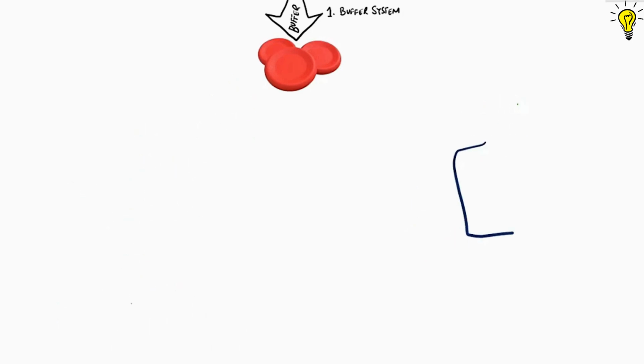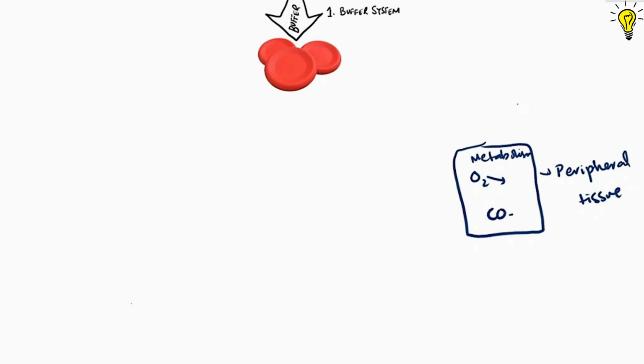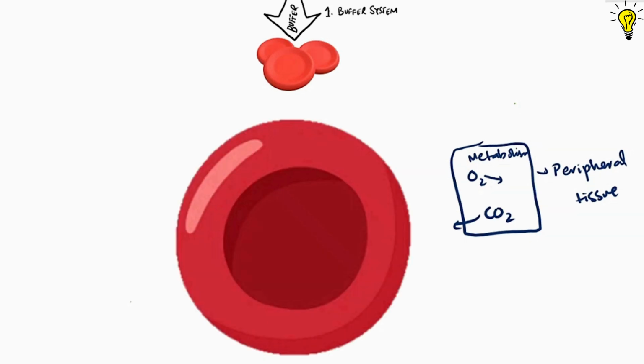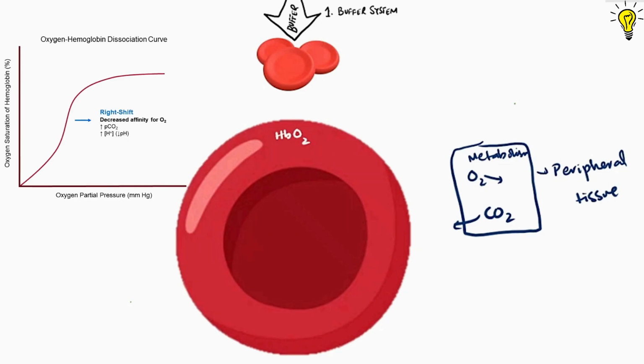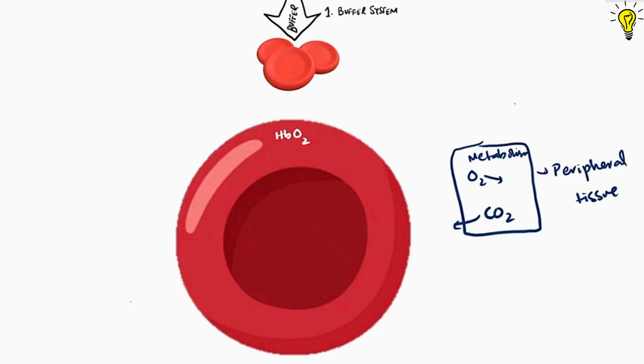Let's see how these defense mechanisms are connected. Peripheral tissue metabolism consumes oxygen and gives off carbon dioxide as a byproduct. The hemoglobin in the periphery unloads oxygen because in an acidic environment, the hemoglobin oxygen dissociation curve shifts rightwards. This is also called the Bohr effect. This frees hemoglobin, which then acts as a buffer of hydrogen ions.